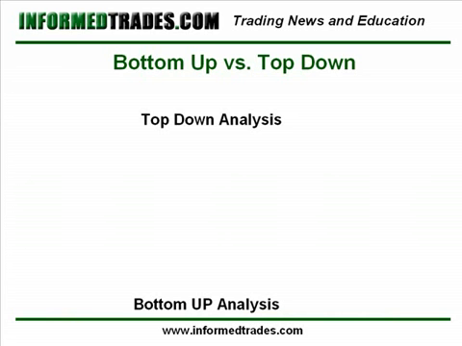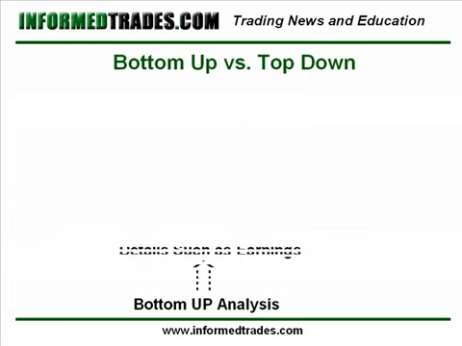Okay, bottom-up analysis very simply means starting with the minute details. If we're talking about a company, details such as earnings and management and things like this, and then working your way up to the more broad details. You start with the company and the balance sheet and those types of things. Then you have a look at the state of the industry that company is a part of, because obviously if we're looking at, say, an aluminum company and the aluminum industry is doing bad, then that's probably going to affect the earnings and the stock price of the aluminum company that we're looking at.